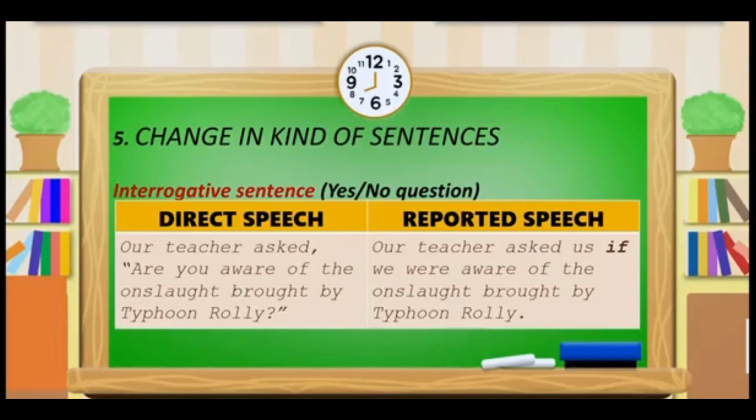Lastly, we should also consider the kinds of sentences, such as interrogative, declarative, and imperative sentences. In interrogative sentences, yes or no question, the word if or whether is used in the reported speech. Take a look at the example. Our teacher asked, "Are you aware of the onslaught brought by Typhoon Raleigh?" When transformed to reported speech, it will be, our teacher asked us if we were aware of the onslaught brought by Typhoon Raleigh.